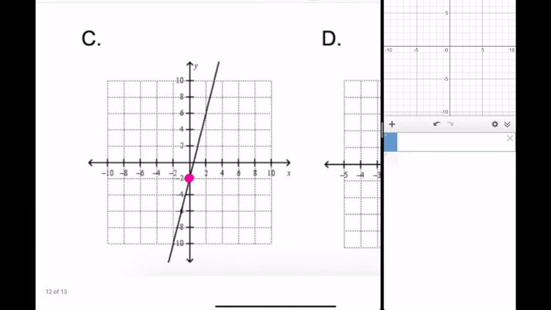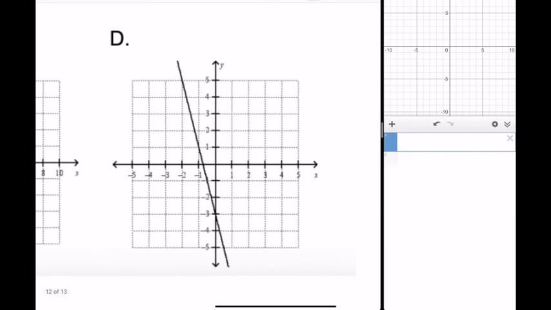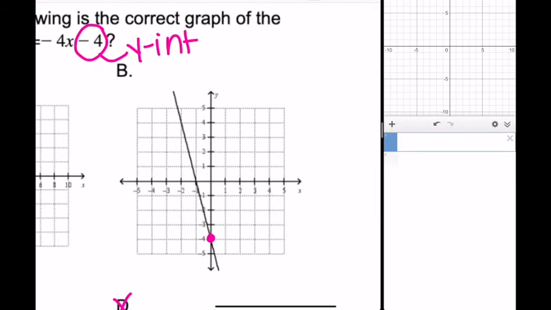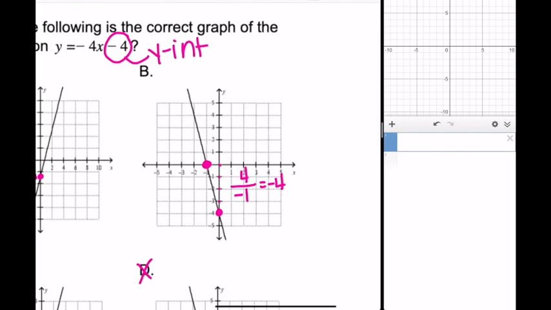C has a y-intercept at negative 2, so it's not C. D has a y-intercept at negative 3, so it's not D. Our option has to be B, but let's check on the slope just to be sure. So from this point, I can go up 1, 2, 3, 4, and left 1. So up 4, left 1 does give me a slope of negative 4. So our answer is indeed B.